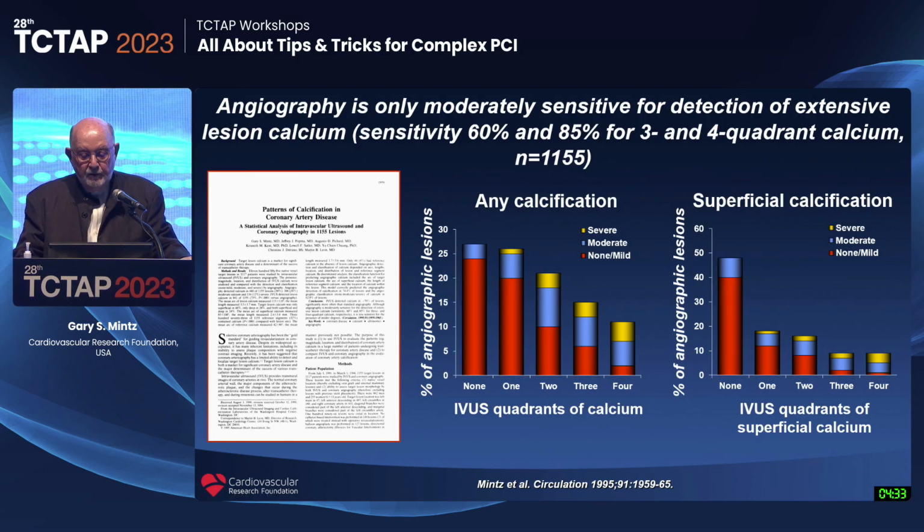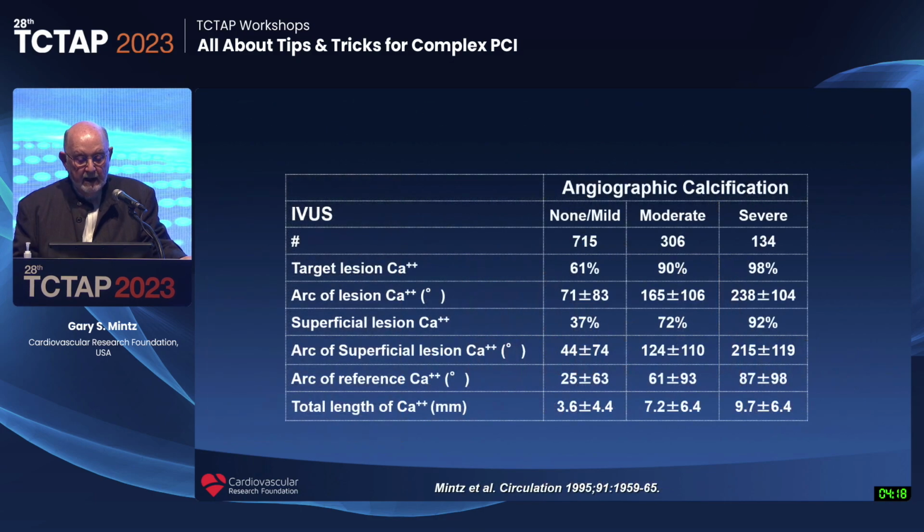Back to my paper in 1995, it isn't until you get to 4 quadrants of calcium that the angiogram becomes even reasonably accurate in terms of detecting moderate to severe calcium. And if you look at angiographic calcium, non-moderate, moderate, and severe, you can see that target lesion calcium by IVUS increases, the arc increases, the arc of superficial calcium and so on increases.